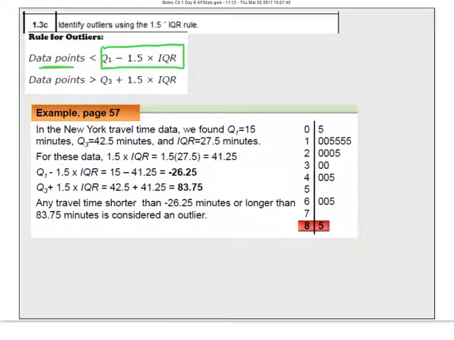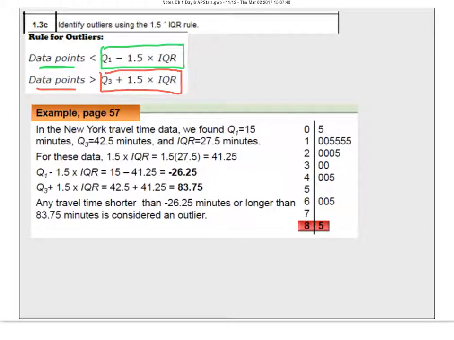On the high end, you take Q3 and you add to it 1.5 times the IQR. Any data points greater than that, but not including it, are considered outliers in the data set. Now, just because you find outliers doesn't mean you should remove them. It's just to be cautious of it and know that there are outliers that could change the shape of your distribution.